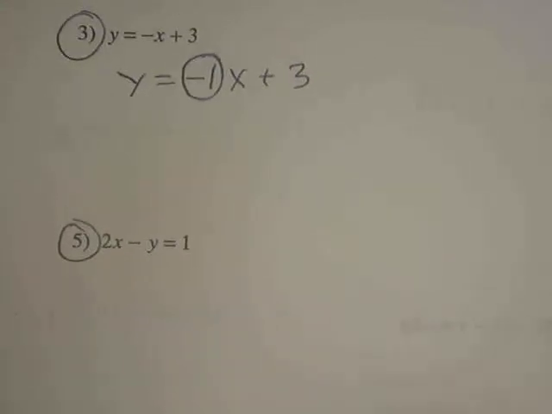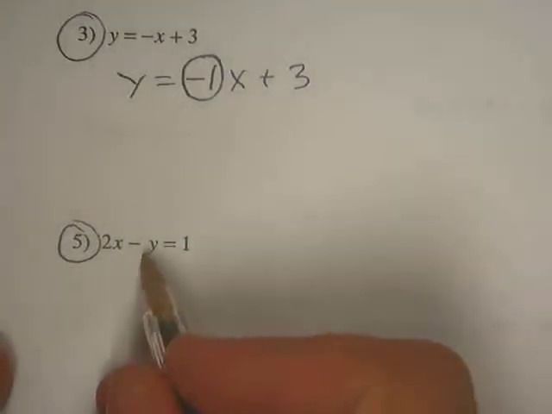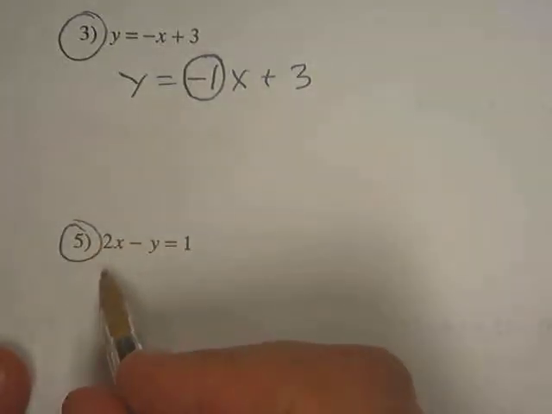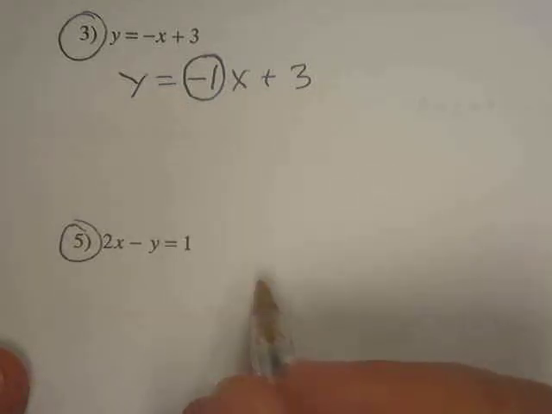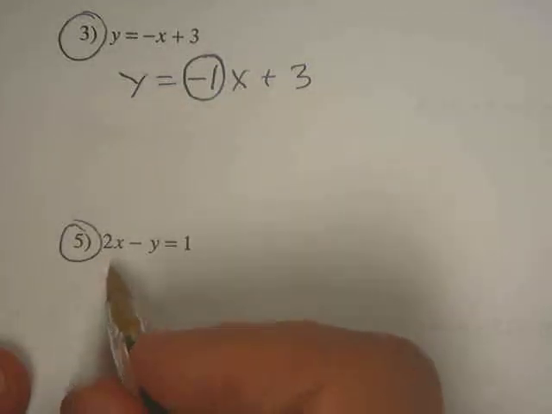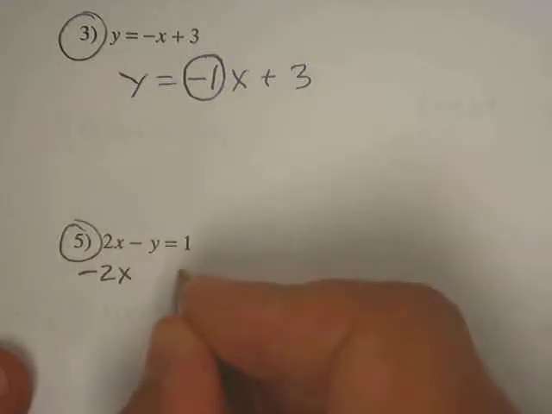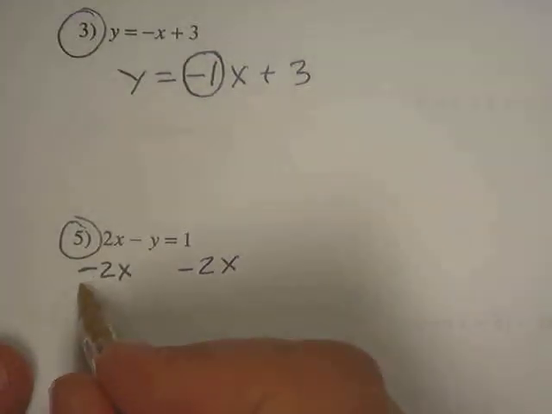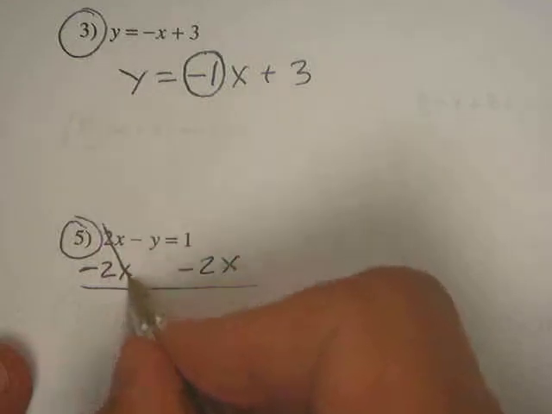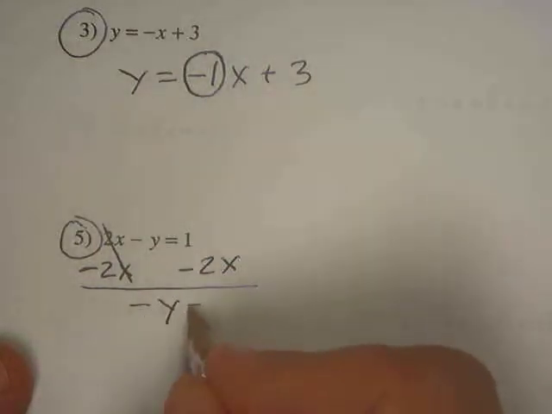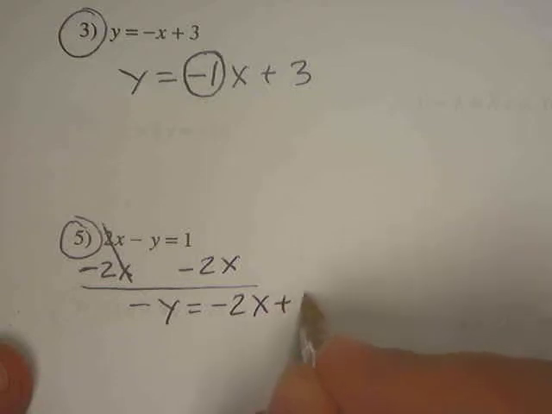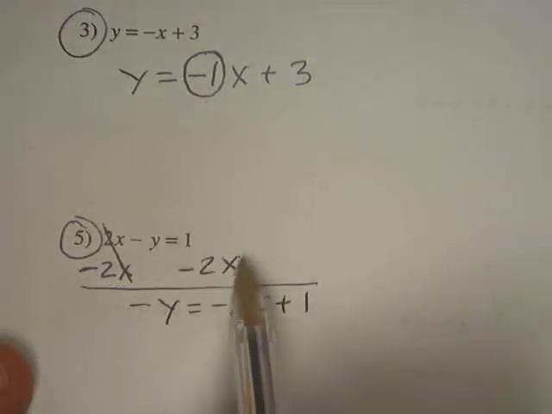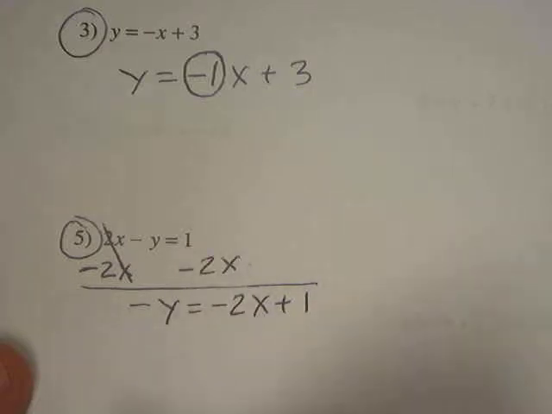Our next one I want to do with you is number 5. Number 5 is definitely not in slope-intercept form. So we have to ask ourselves, what do we need to do? First of all, I'm going to move the x's to the other side. This is a positive 2x, so I'm going to subtract 2x from each side. And when I do that, the x's cancel out, and I'm left with negative y is equal to negative 2x plus 1. Remember, I can't combine these together because these are x's and this is just a constant.